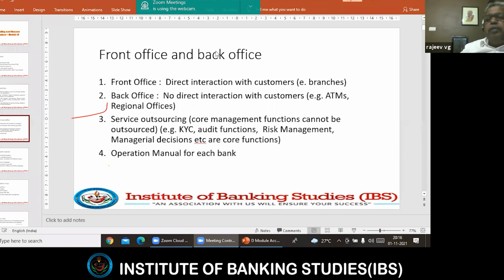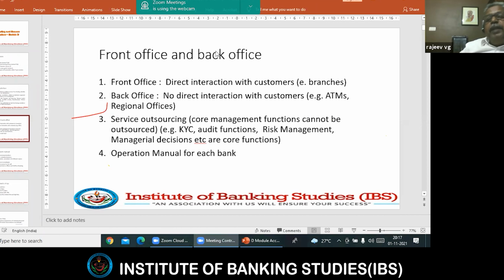Because of the retail or the personal segment coming into the banks, loans coming into the bank, there was a large number of customers, a large number of accounts also. So managing them with the employees of the bank was not possible, and as such, some outsourcing was permitted. Core functions cannot be outsourced.